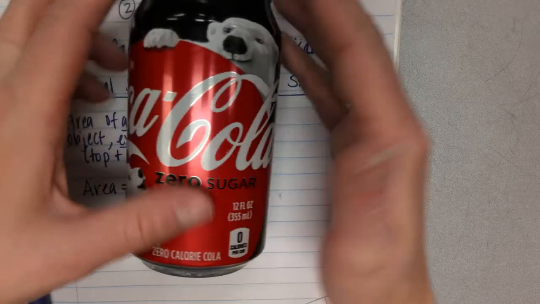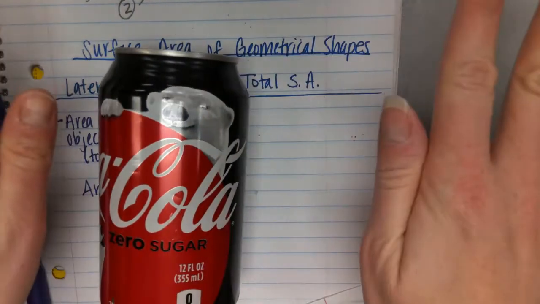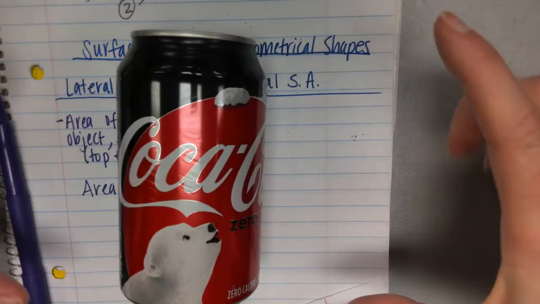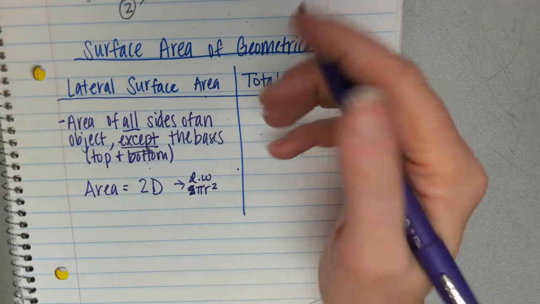So if I were to cut this, if it was empty, and I cut it open, and I stretched it and flattened it out, you could tell that this would be just a big rectangle, okay? Just wraps around this Coke. All right, so that's lateral surface area.